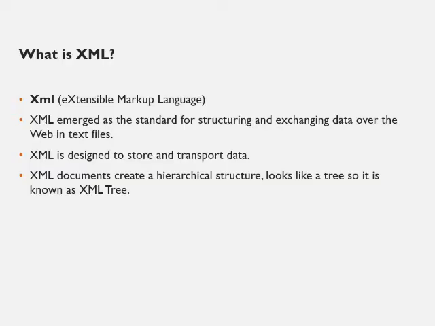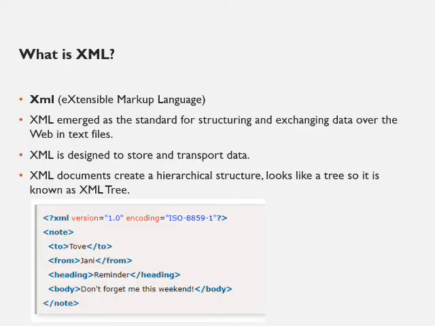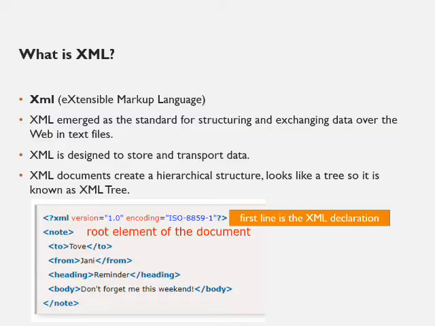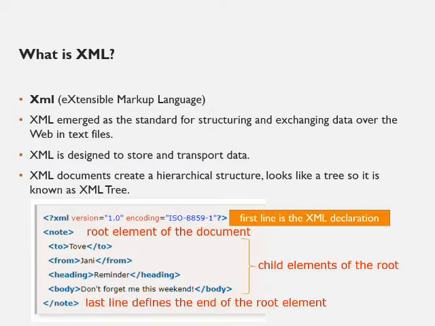XML documents create a hierarchical structure that looks like a tree, so it is known as the XML tree. A simple example of XML. XML is similar to HTML, which is represented in tags. The first line is the XML declaration, which contains version 1.0 and encoding standards. The next line describes the root element of the document. The remaining 4 lines represent the child elements of the root. The last line defines the end of the root element. This is the basics of XML.